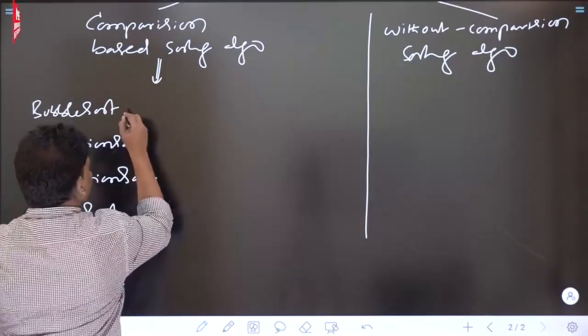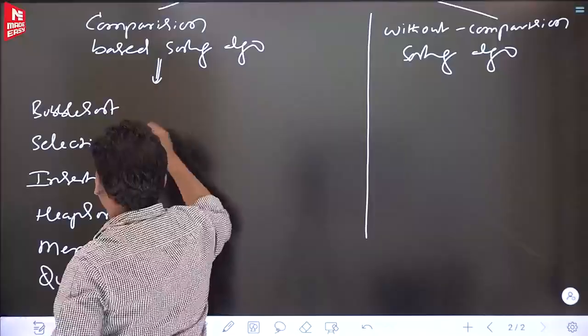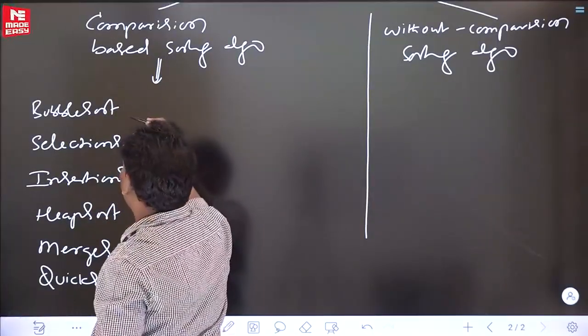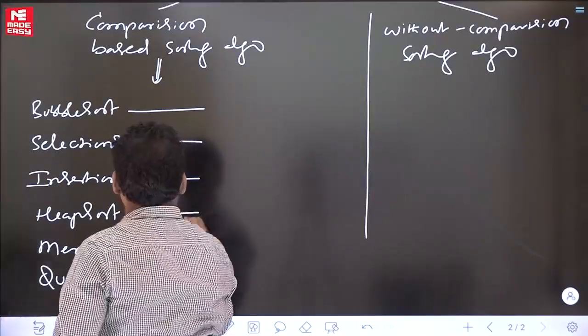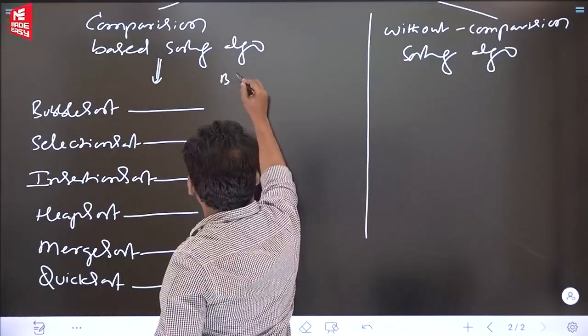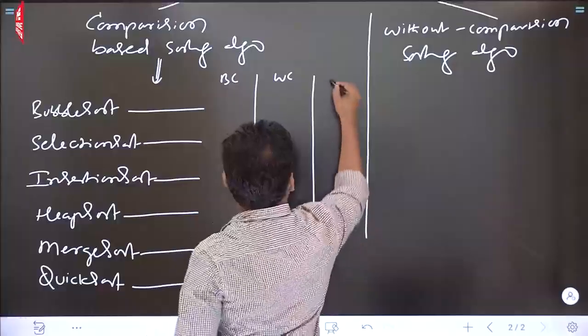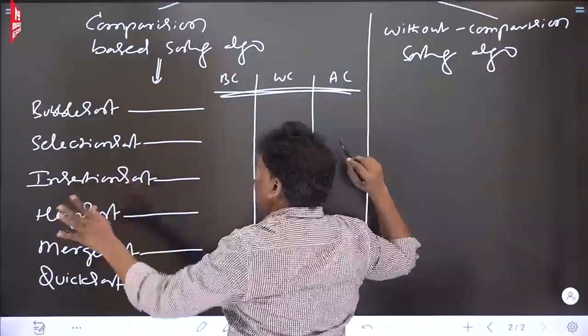Can you help me now? These are comparison based sorting algorithms. What is the meaning? You will compare the elements while sorting the array using any one of these. Compulsorily you will compare the elements. See this one: best case, worst case, average case. You know very well, only for namesake I am writing.